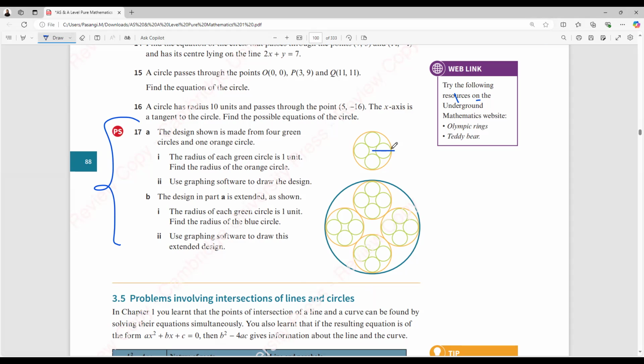The design shown is made from 4 green circles and 1 green one. Even though I'm also confused about how to find the middle part here.